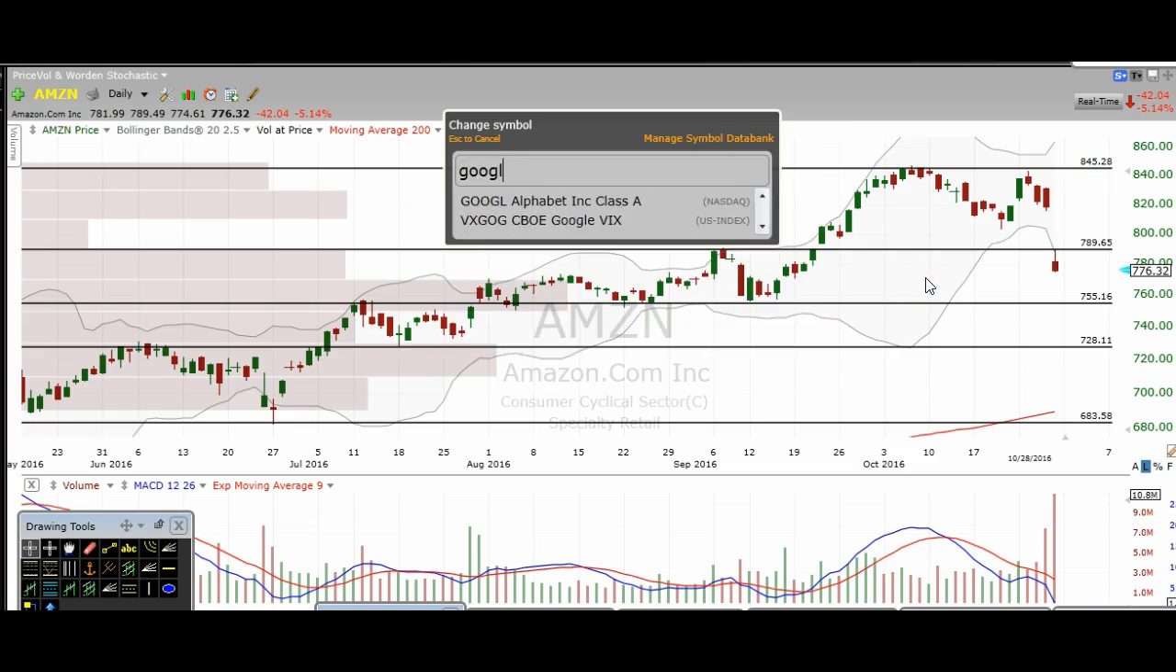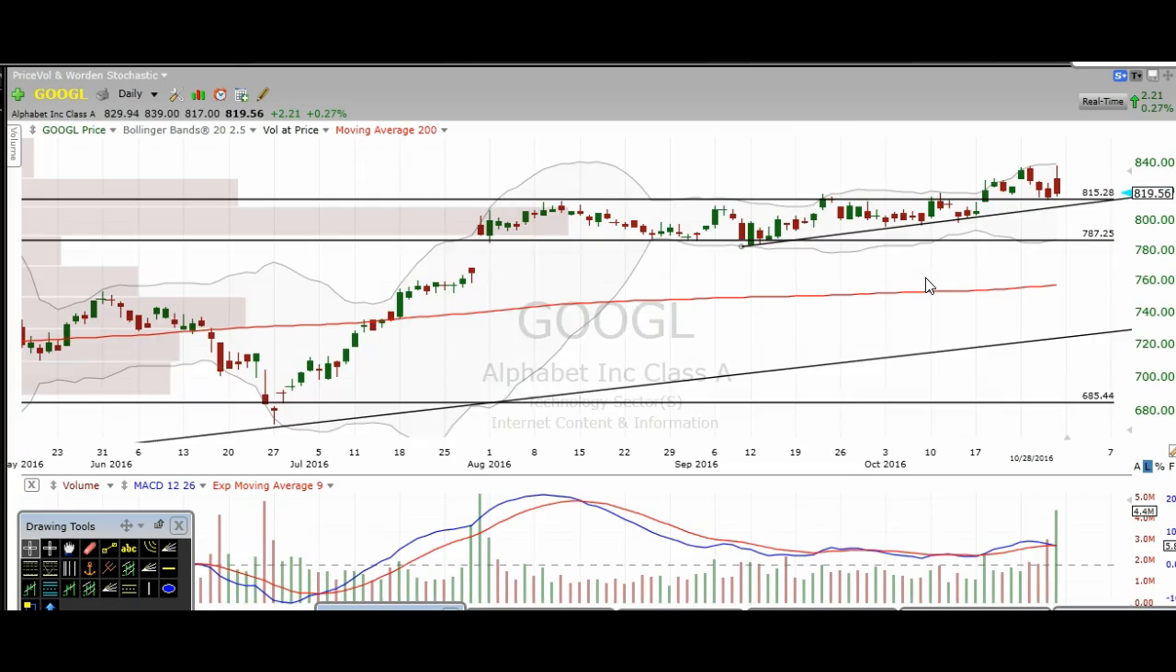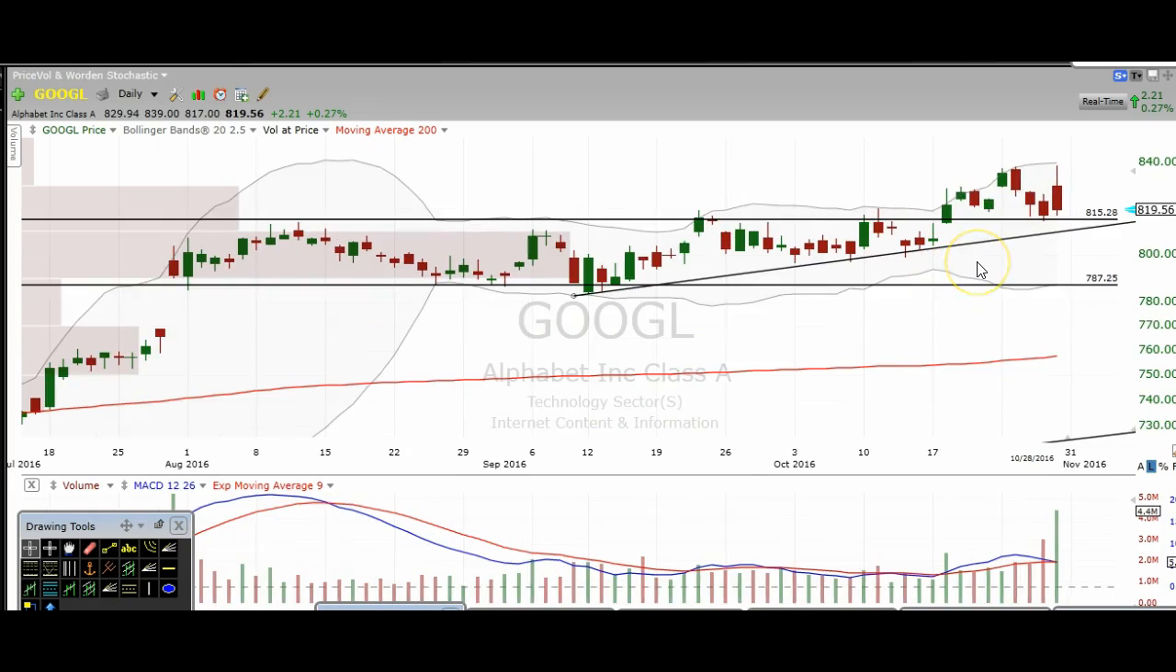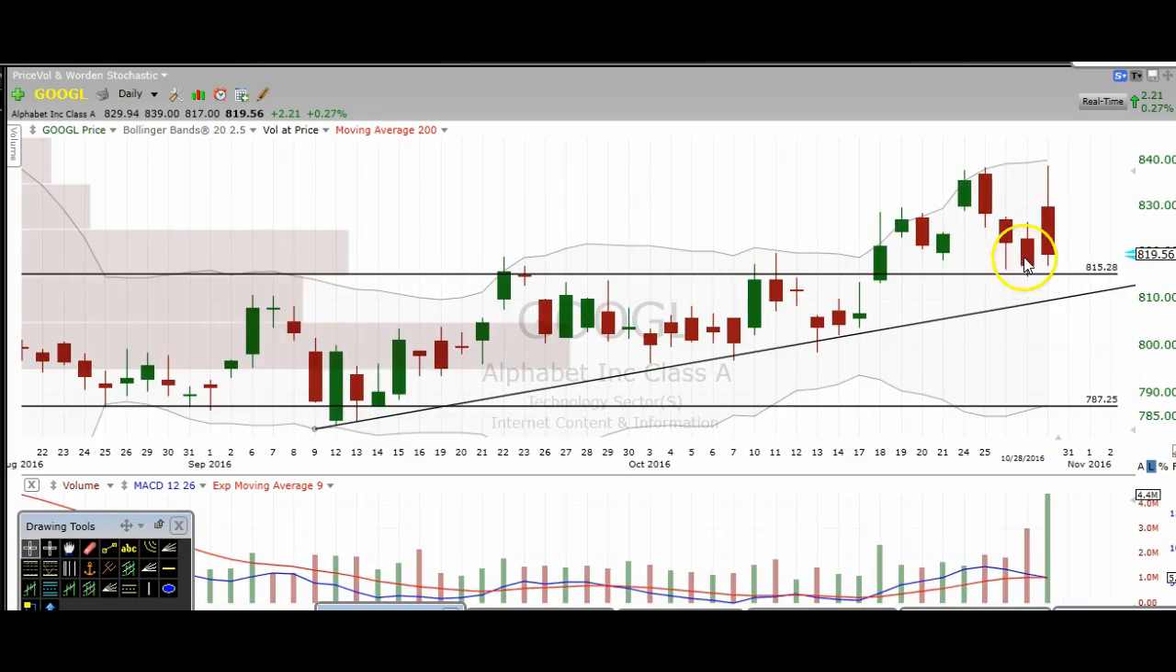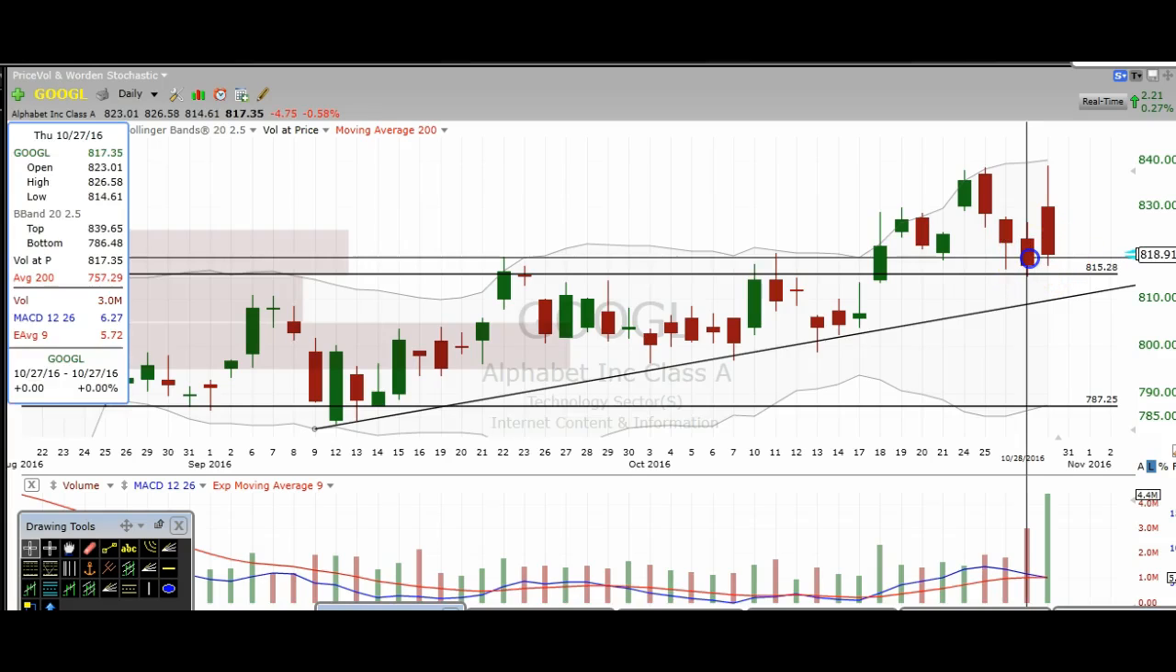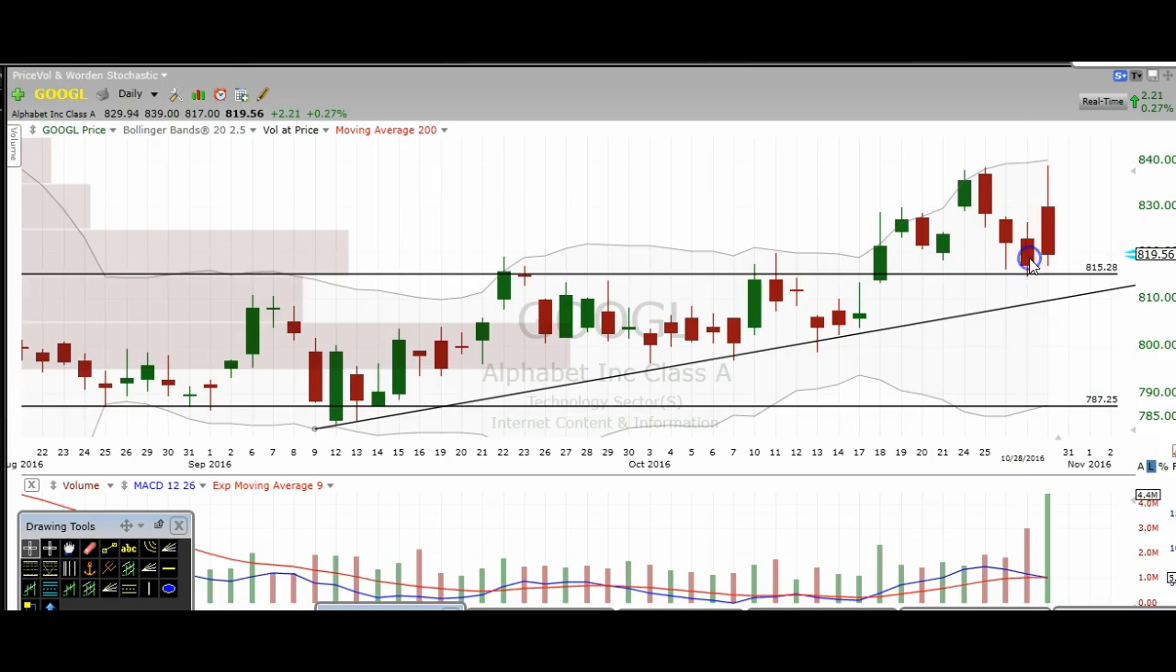The next one we're going to take a look at is Google. And Google had a mixed reaction here, pretty much a muted reaction from earnings. Earnings was announced after hours on Thursday, and we pretty much closed break even from the day before. The close before was 817.35, and as you can see, the close from Friday was 819.56, so that's a $2 change, which is a very, very small change in price. We can pretty much ignore all this action. All that matters is where it closed.